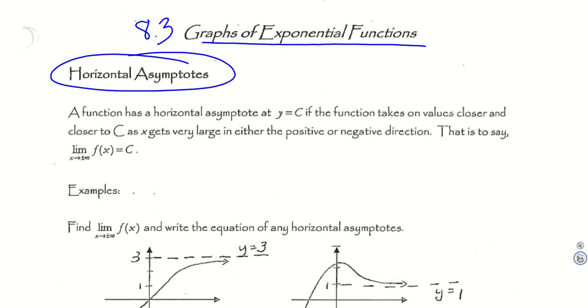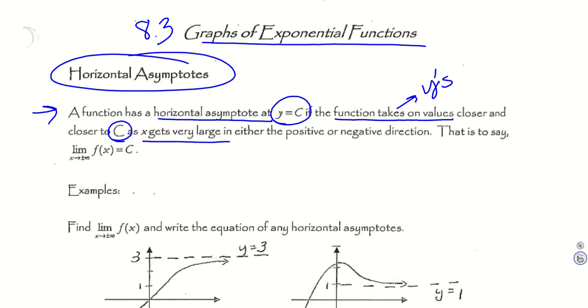So let's start here with this idea. A function will have a horizontal asymptote, and we know that a horizontal asymptote is a horizontal line, which will always have the equation y equals a constant. The function values are the y coordinates of points. So if the y's get closer and closer to some number, that's our constant, as x's get very large in either the positive or the negative direction.